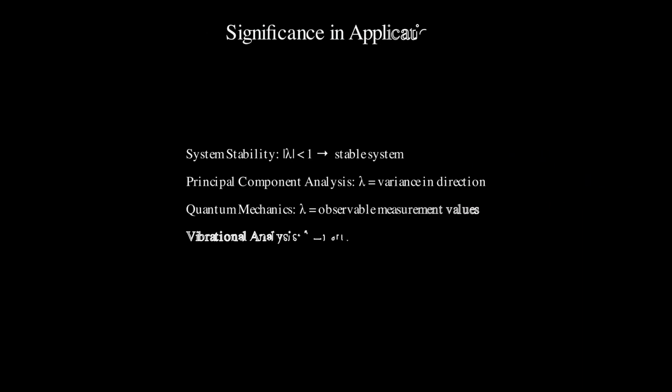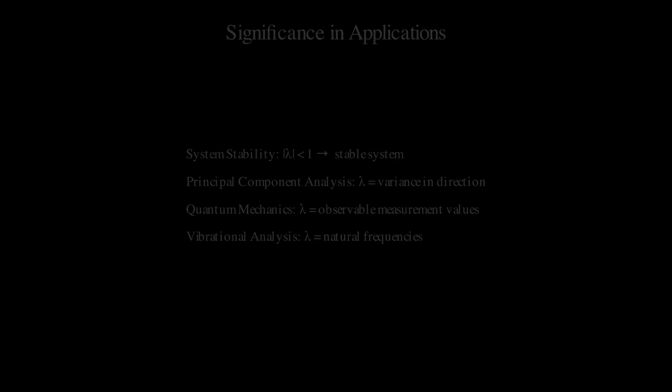The values of eigenvalues have profound significance in applications. In system stability analysis, eigenvalues with magnitude less than 1 indicate stable systems. In data science, eigenvalues represent variance along principal components. In quantum mechanics, eigenvalues correspond to observable measurements. And in mechanical engineering, they relate to natural frequencies of vibration. Understanding eigenvalues and eigenvectors gives us deep insight into the behavior of linear transformations.